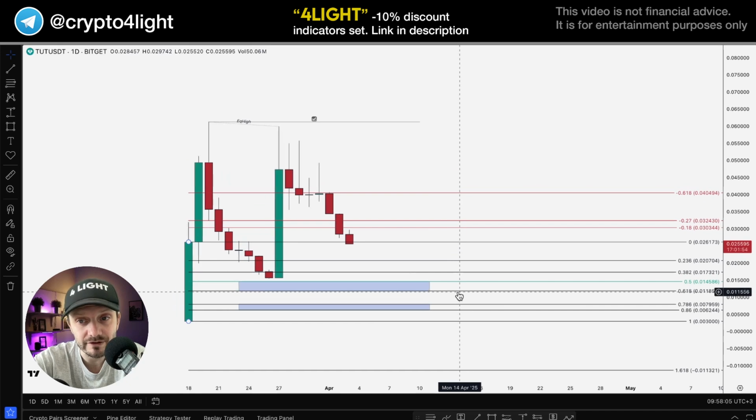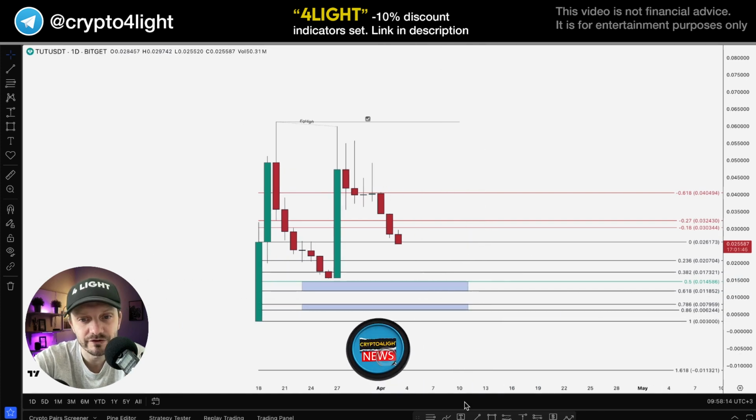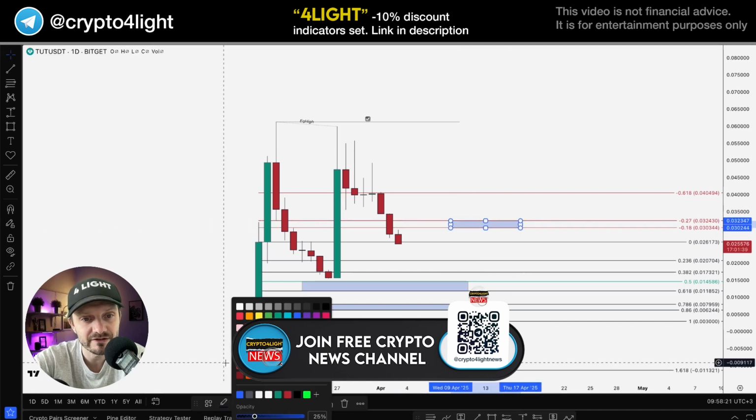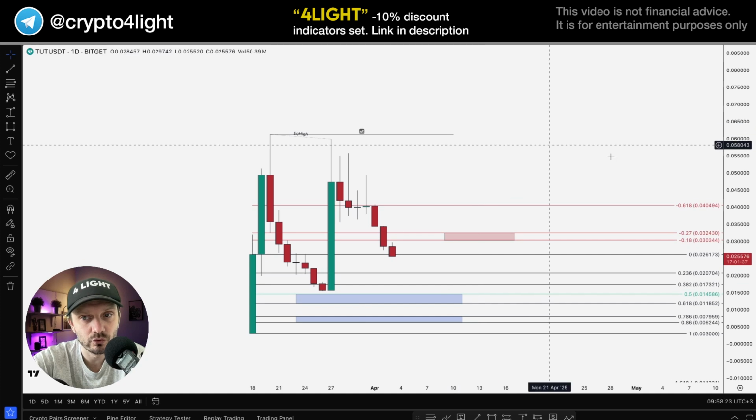So the zone of interest is 1 cent 45, 1 cent 18, 0.2079, 0.2062. So this is a zone of interest. The time to fix some profit will be the 27 block. This is the block where we need to fix some profit. And of course, a new all-time high is the target.